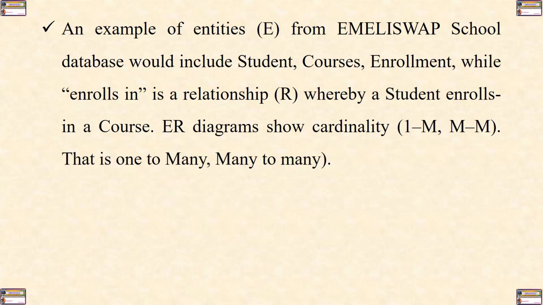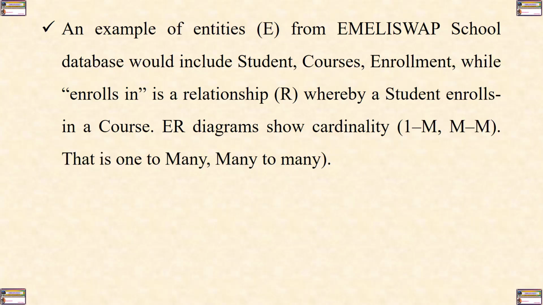When we speak about, for example, a student enrolling in a certain course, then enrolls in is a relationship, whereby a student enrolls in a course. So if a student is enrolling in a course, it means that there is information within the student's table that is related to another field in the course table. So that some information in the student's table can be related to a specific field in the course table. And therefore, the ER diagram shows what we call cardinality.